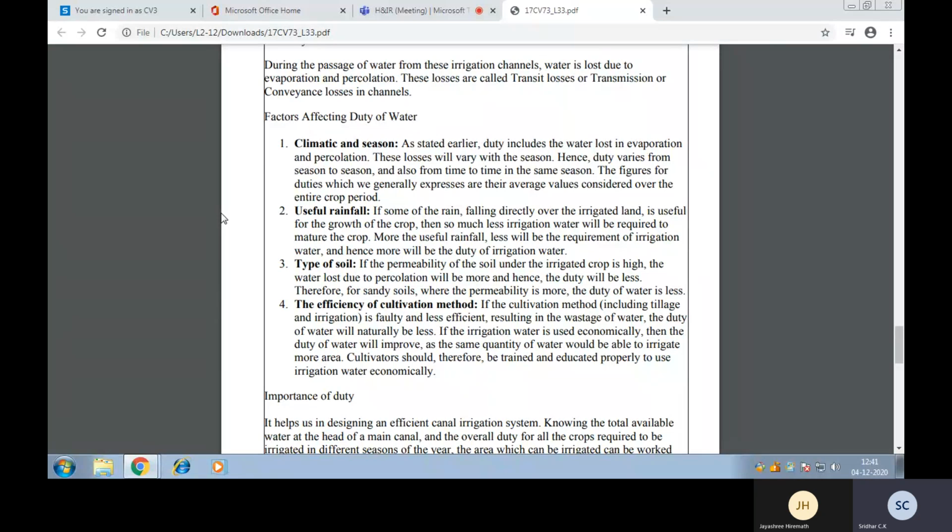Some of the cultivation methods have a lot of wastage. In such situations, the efficiency becomes very low. So efficiency means we have to have a lesser input and higher output. That is the expected efficiency for every methodology of cultivation.